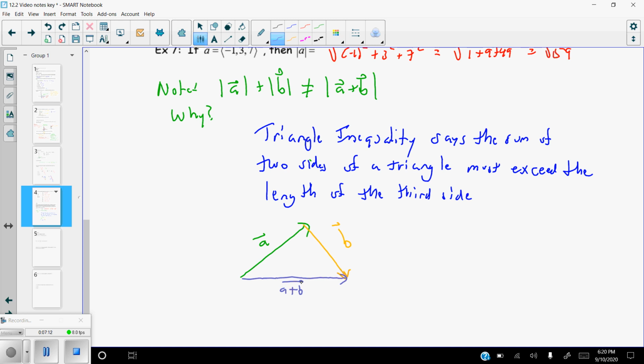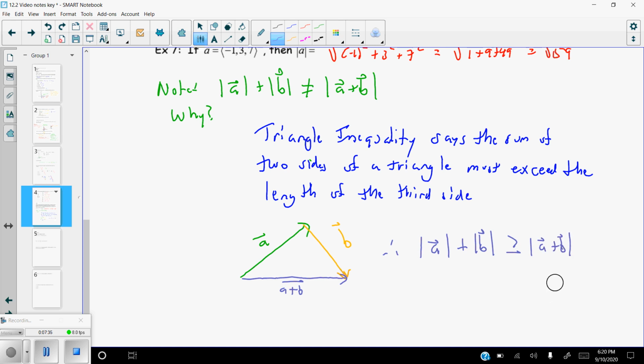If A and B aren't longer than A plus B, you won't be able to form a triangle. So the triangle inequality with vectors actually states this, and I'm going to have to qualify one piece here. It says the magnitude of vector A plus the magnitude of vector B must be greater than or equal to the magnitude of vector A plus B.